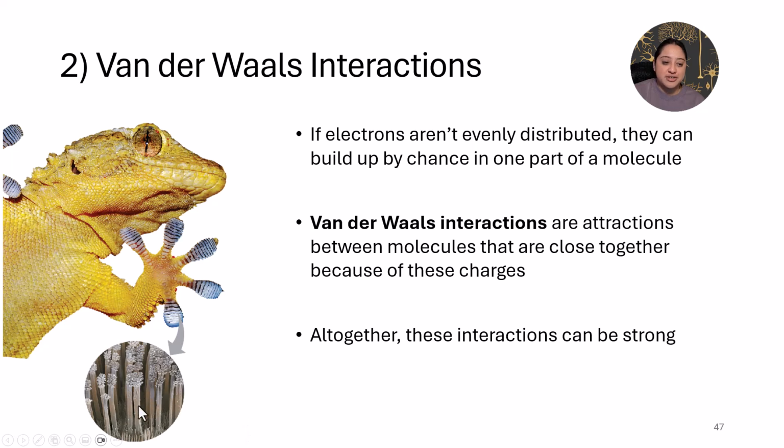Each of these tiny hairs on the bottom of this lizard's foot has these van der Waals interactions happening. Through all of those interactions between all of these little hair fiber ends and the wall or whatever, that's how they can grip on, because of the sum of all of these interactions. And that's kind of it. That's all you'll hear about van der Waals interactions pretty much.